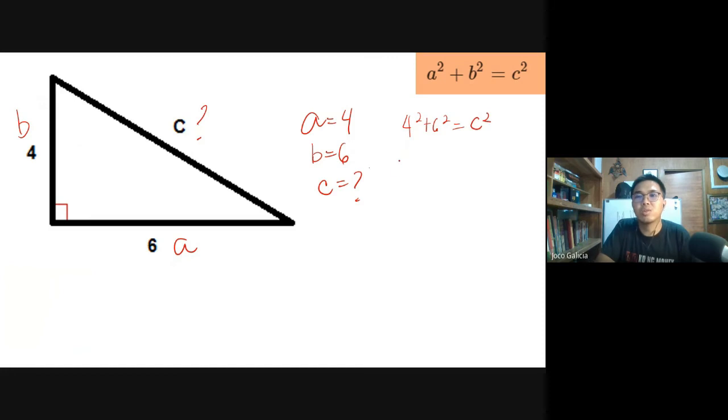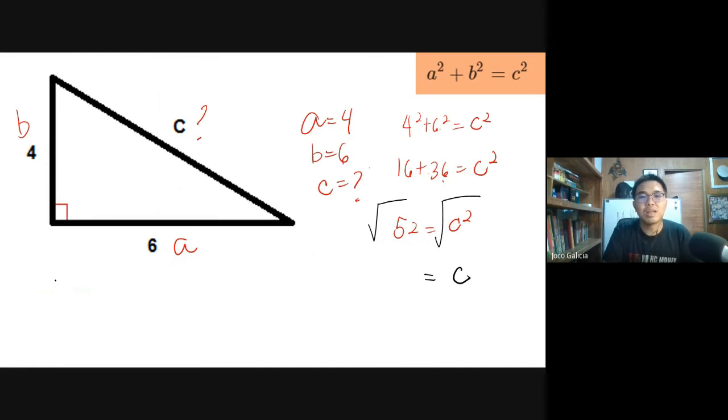4 squared ay equal sa 16 plus 6 squared is equal to 36. C squared, copy. 16 plus 36 ay 52 is equal to c squared. Now, to find the value of c, we have to extract the square root of both sides. So, square root of 52 is equal to c. Unahin na natin si c squared. C lang to. What is the square root of 52 ngayon?